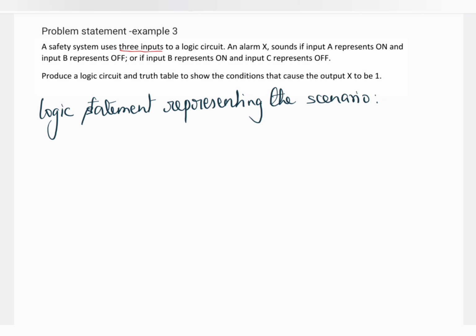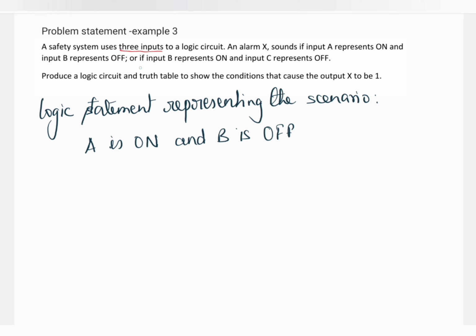So let's read the example again, and it says A represents on. So I'm just going to write that together. How is A representing on? So let's put this together. A represents on, A is on. And in the same condition it says and B is off.